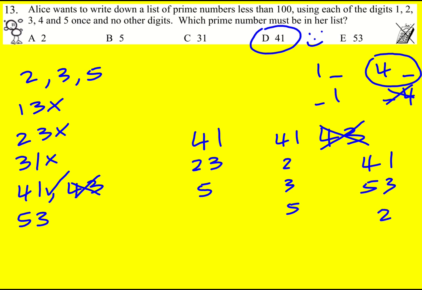So I think I've systematically shown all the lists that I could write down actually, and all of them contain different primes except for this 41.